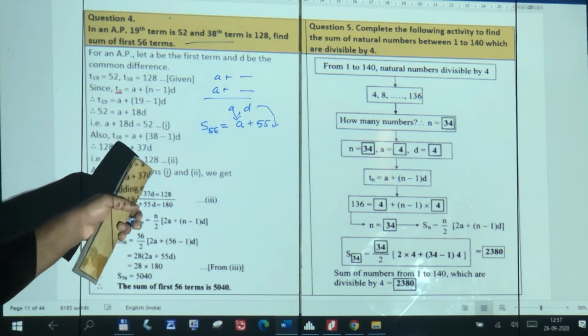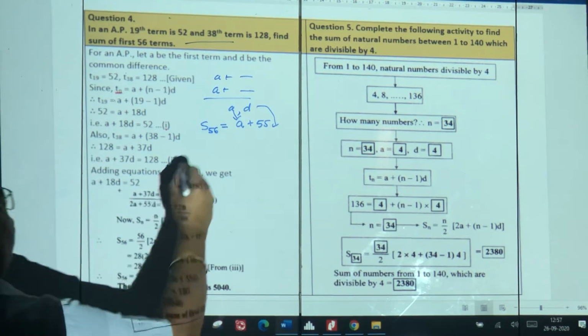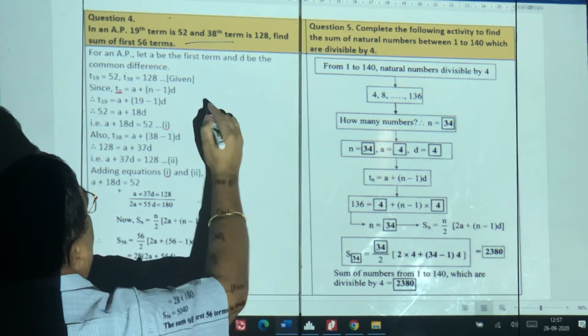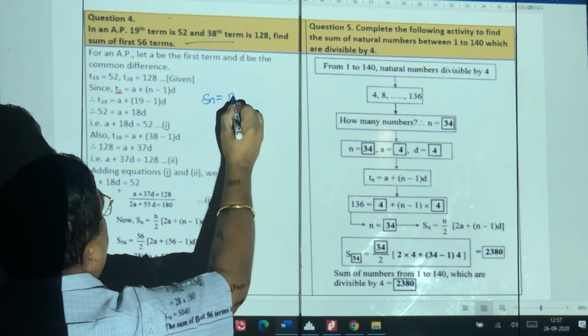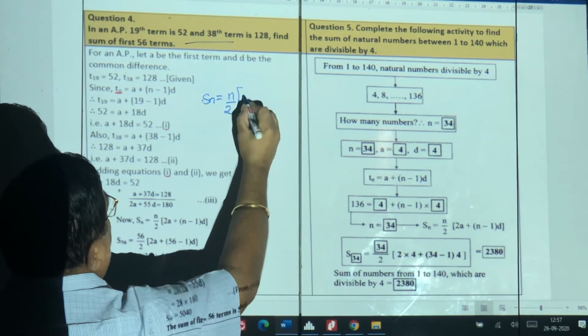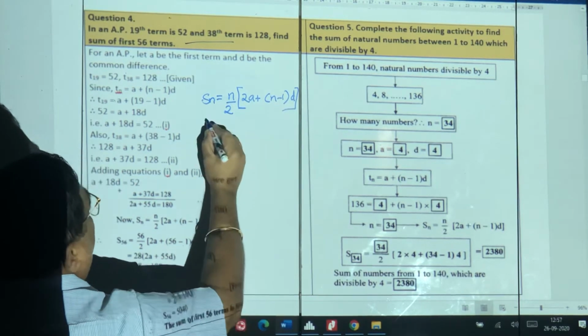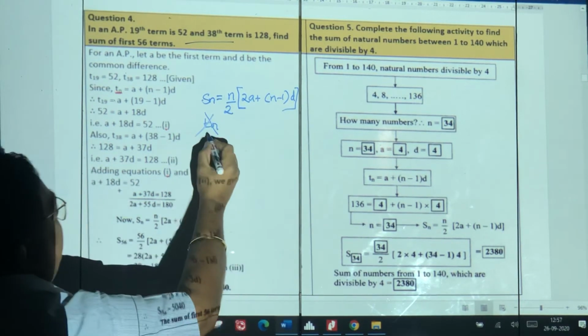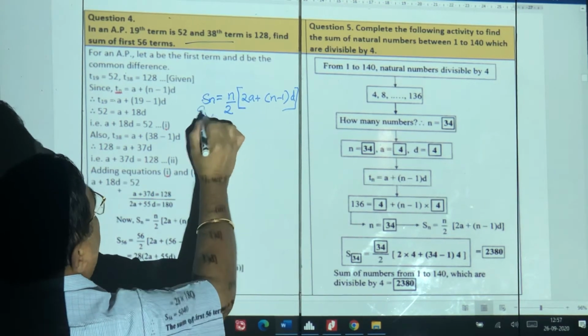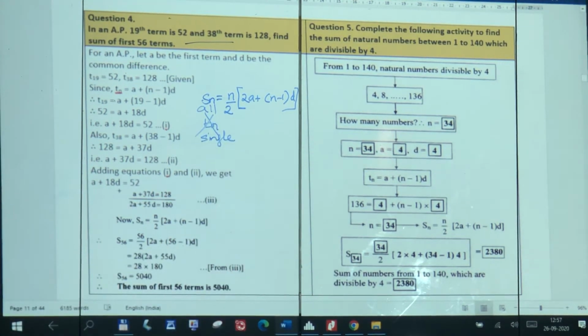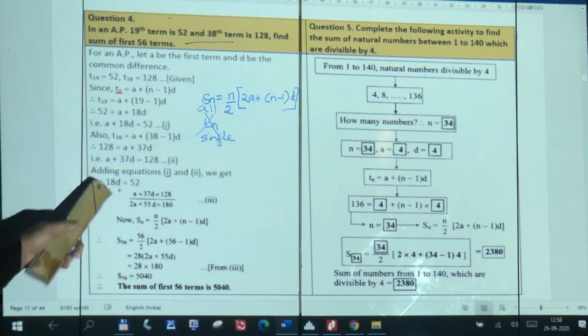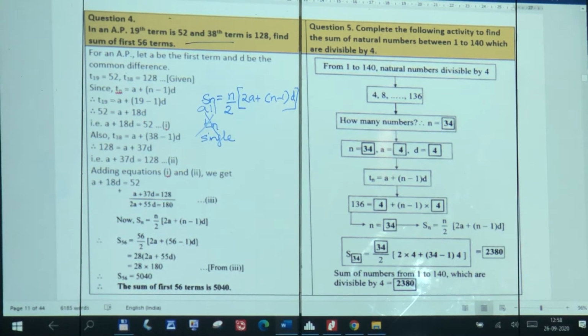Same sum we did, only now instead of Tn, I'm using Sn. Do not forget Sn. A thousand times I'm telling you, Sn is n divided by 2, times 2a plus n minus 1 d. Don't use the formula for Tn. Tn and Sn are not the same. Tn is a single term. Sn is the total of all. See the symbol S, sum. Sum means you add. T, term, you take one number. So this is how we do the sum by solving simultaneously and just substituting A and D.